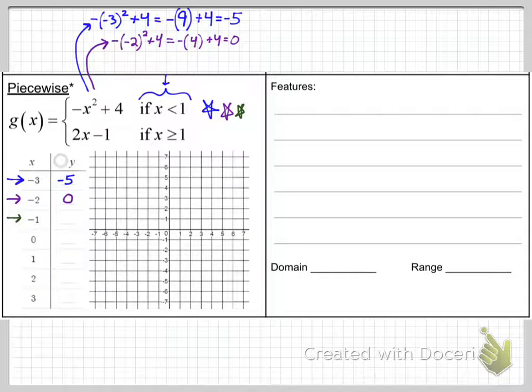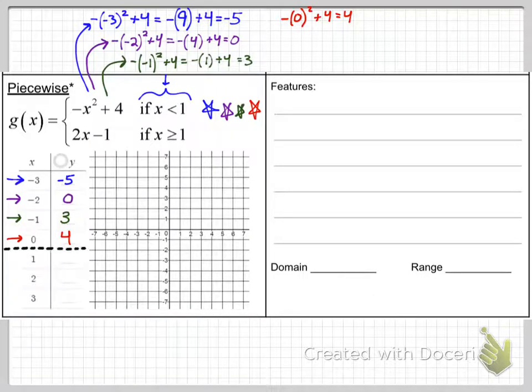Negative 1 is less than 1, so we'll apply the top function again. Again, following the order of operations, we get 3. And 0 is also less than 1, so we're going to apply the top function one more time here, and we get, well, 0 squared is 0, and negative 0 and positive 0 are the same thing, so we get 4.